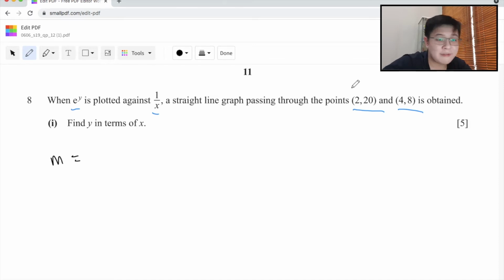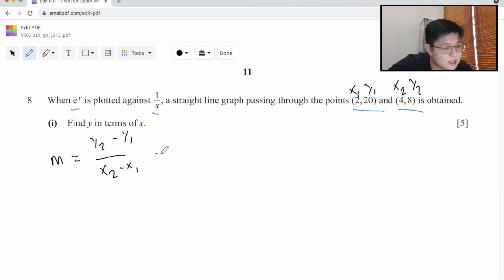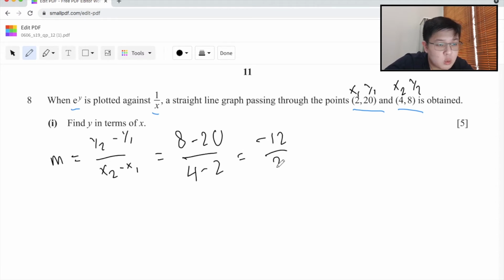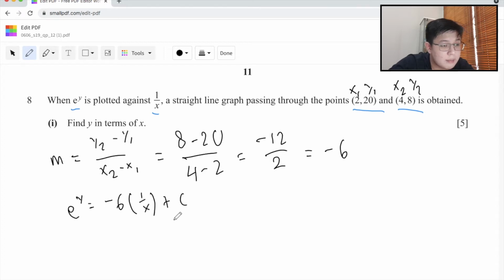So we can identify that x1 and y1 and x2 and y2 is given here. So we can use the formula y2 minus y1 over x2 minus x1. So y2 would be 8, 20 over 4 minus 2. So it would be minus 12 over 2. So the m would be negative 6. So if we write the equation now, it's going to be e power of y is equals to minus 6 times 1 over x plus c.